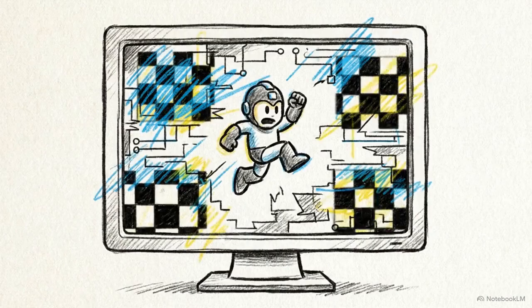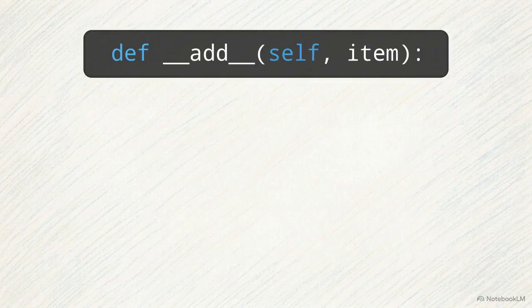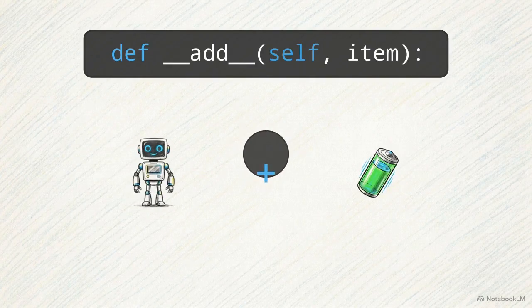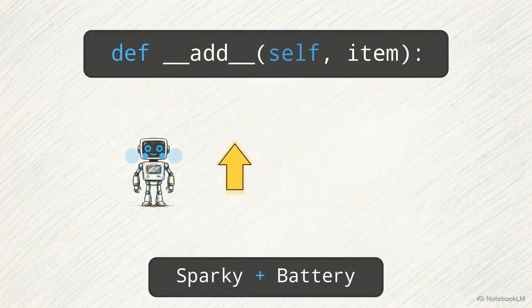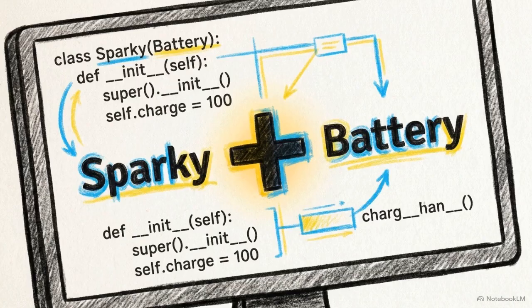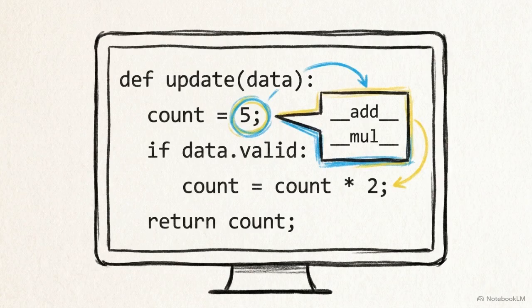Let's go back to our initial conflict, the game crashing when we try to add a battery to Sparky. This diagram introduces dunder add. This specific instruction intercepts the plus sign and gives it a brand new meaning for our robot. Now, when we use the plus sign, the method safely processes the battery item, and Sparky powers up without breaking the game. Mathematical symbols aren't fixed rules. Dunder methods allow you to completely redefine them to mean whatever your custom object needs to function in the game world.